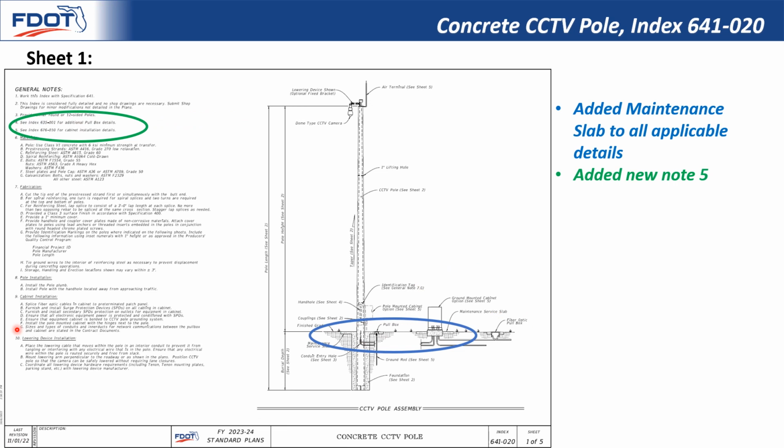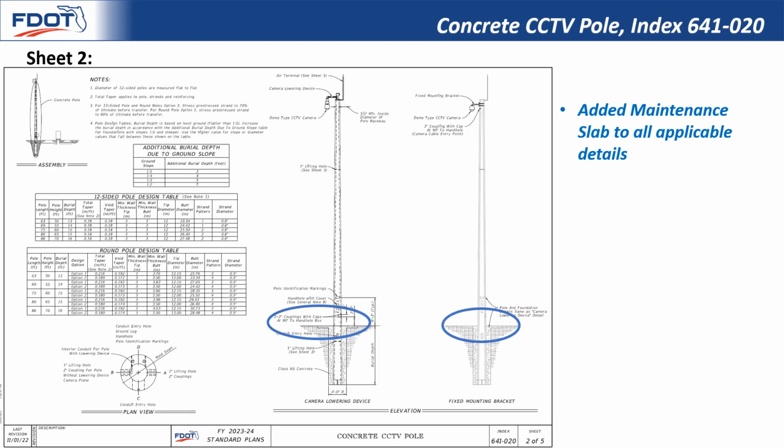Okay, here is the final product. You can see we also added note 5 to reference 676-010 for more cabinet installation details. And here is sheet 2 with the maintenance slabs added.